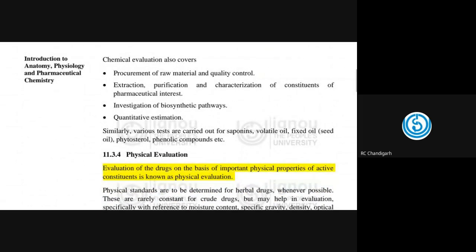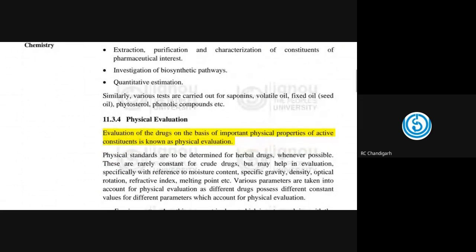Chemical evaluation also covers procurement of raw material and quality control, extraction, purification, and characterization of constituents of pharmaceutical interest, investigation of biosynthetic pathways, and quantitative estimation of that particular drug.